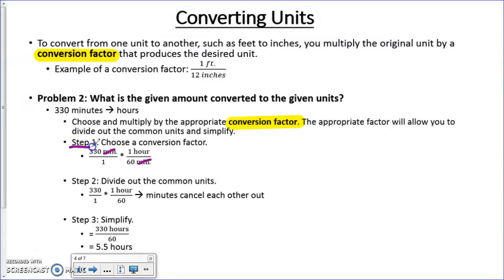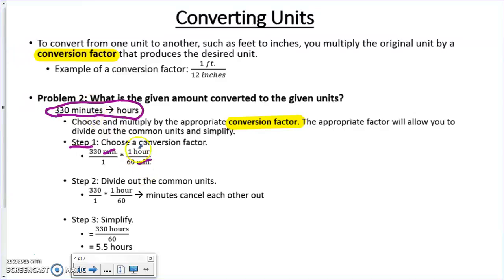So in step 1, you want to choose a conversion factor. We want to go from 330 minutes and we want to figure out how many hours that is. Instead of sitting there trying to figure it out, you can just set up a conversion factor. Whatever unit is given to you, put it over the number 1. Now we want a conversion factor that would eliminate minutes. That means if minutes is in the numerator over here, in order to eliminate the word minutes, minutes has to be in the denominator here.